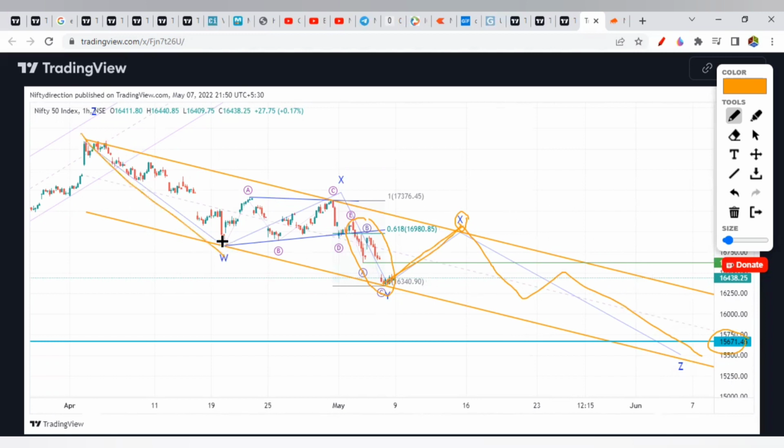So W is the first wave, Y from here is the second wave, then Z is the third wave, which is called a triple zigzag correction. So this is a zigzag, this is a zigzag, and this will be a zigzag. So this will be a triple zigzag correction, a slow drop on the downside. So this has a low probability.